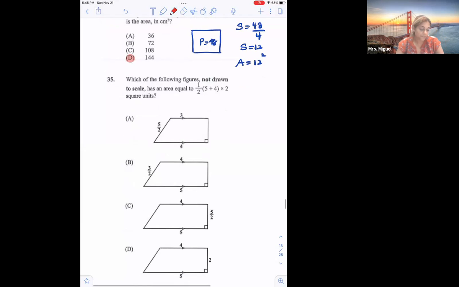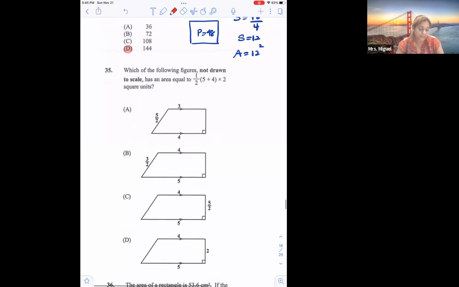Which of the following figures, not drawn to scale, has an area of...? So this is the area of a trapezium. 5 and 4 need to be the lengths of the parallel sides, and 2 is the height. So the only answer that matches is D. 4 and 5 are the parallel sides, and h is 2.